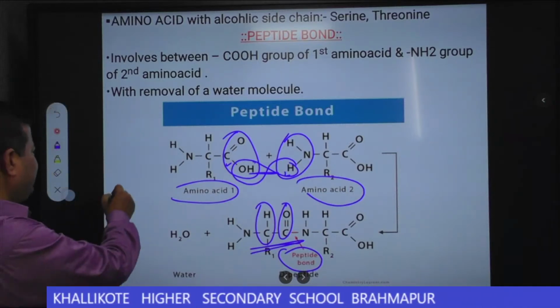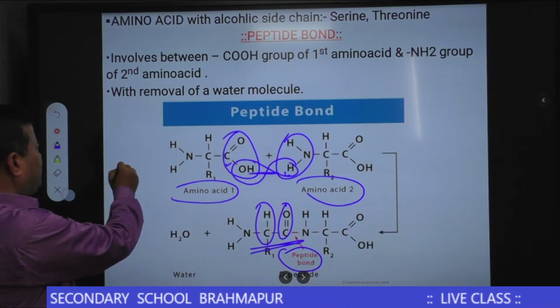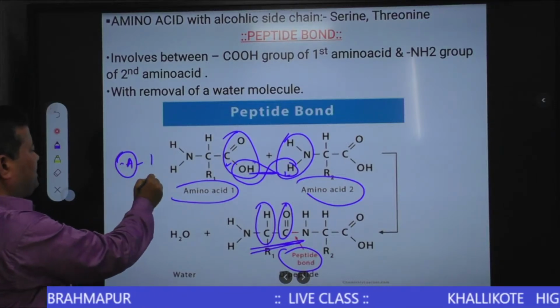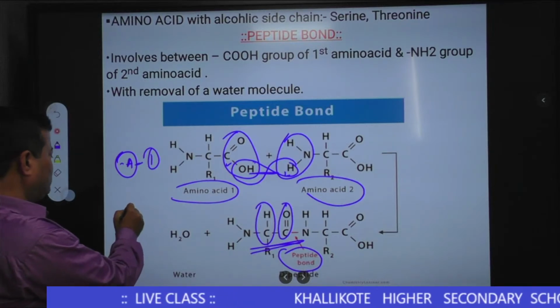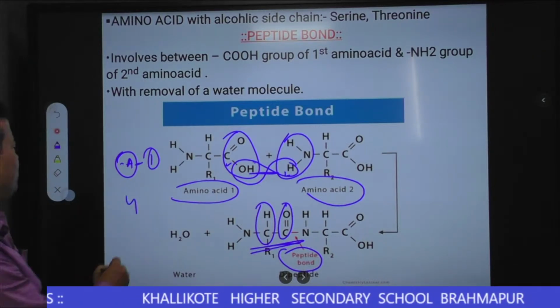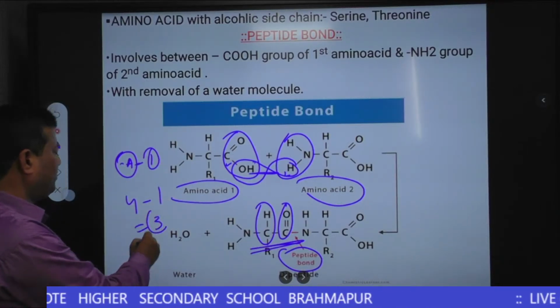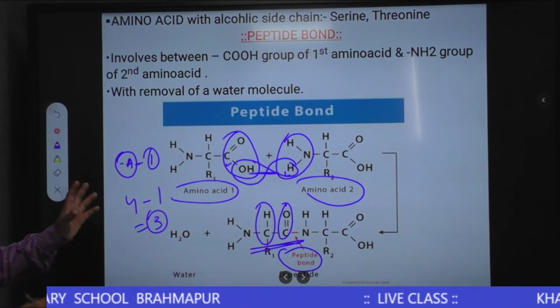One formula is the number of peptide bonds is equal to A minus 1. A is the number of amino acids. Suppose 4 amino acids are present in a peptide. 4 minus 1 means there are 3 peptide bonds found in a peptide. So this is the peptide bond.